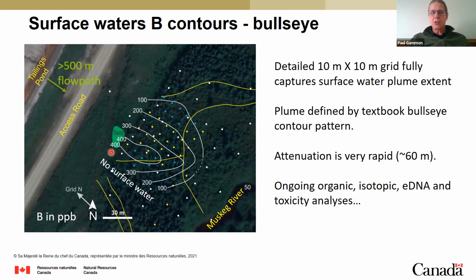So at these kind of levels, there's really only one source, which is why we're pretty confident this is OSPW coming into here. But what's really interesting is that attenuation is very rapid. Within 60 meters, the boron is pretty much gone. We have a whole bunch of other analyses ongoing, but that's the basic outline of this, is that we've got this seep coming in, and it's clearly attenuating very fast.